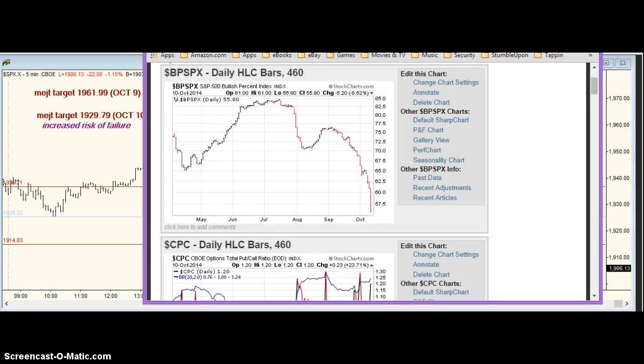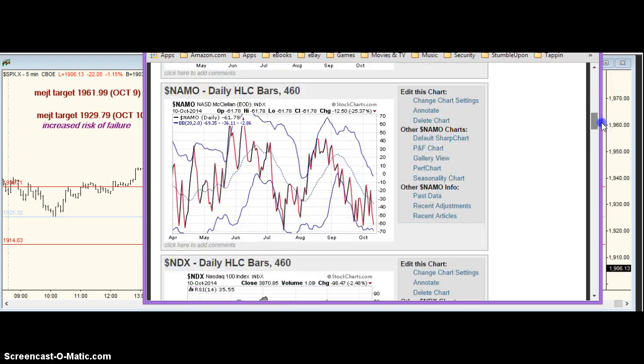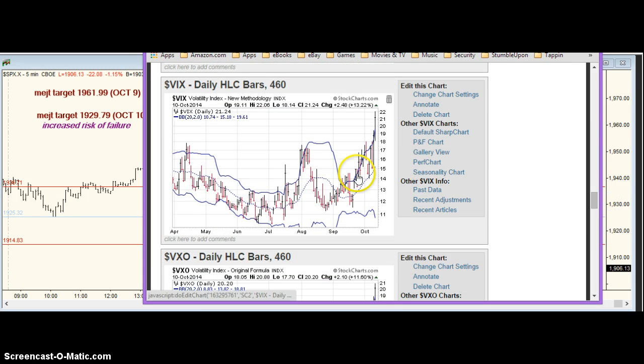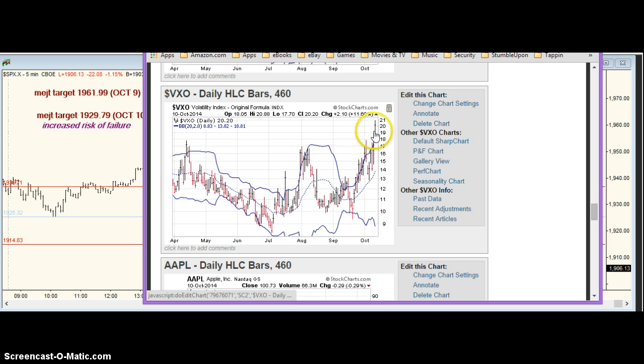There are some other indicators. This is the percentage of S&P 500 stocks which are favorable. It's been in a steep decline, and the largest bar happened on Friday. Typically, the largest bar of the move comes at the end of the move. If you look at the volatility index, we're over the Bollinger Band. Same thing happens on the older one. The whole bar is over the band. Usually that happens at the end of the move.